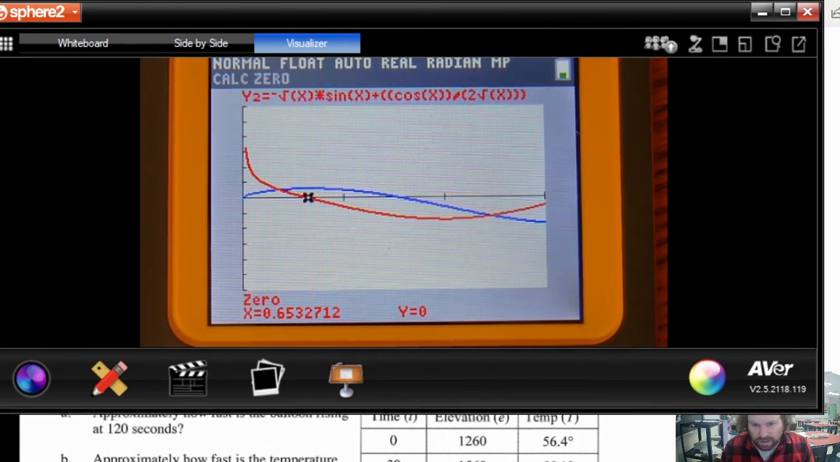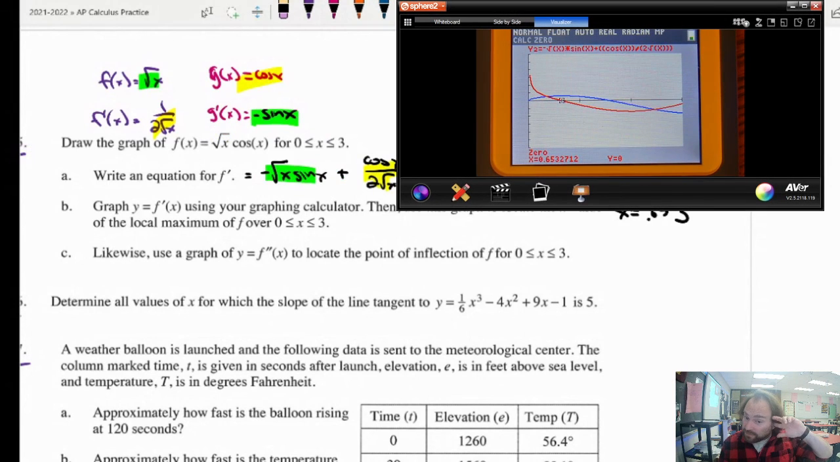We'll finish this problem up, and I'm going to get my third hour started. Likewise, use a graph of f double prime. You know what? We're going to have to come back to this when I finish this video later on today.